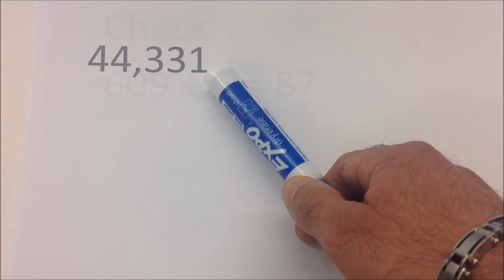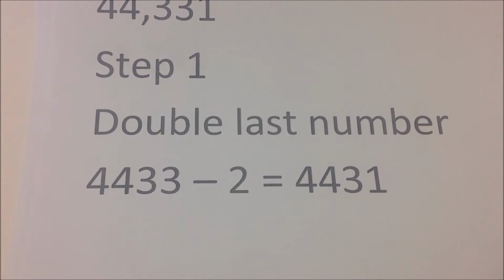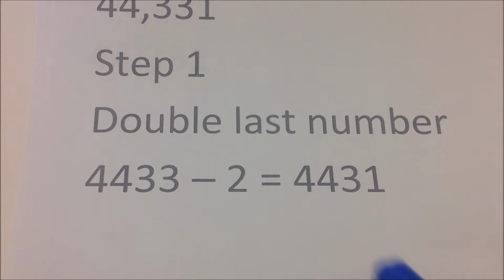Take off the last number, which is 1, and double it. So that's the first step. We took off 1, became 2, and we minus, and we get this number. And we keep going. So you should pause the tape and see if this works.